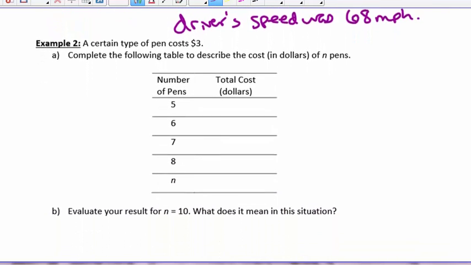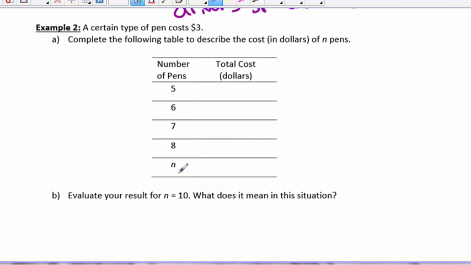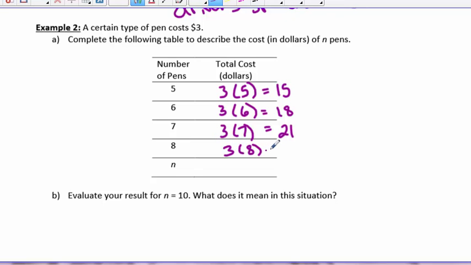Example 2. A certain type of pen costs $3. Complete the table to describe the cost in dollars of n pens. Alright, so it's $3 for one pen. So if you want 5 pens, you're going to take 3 times 5, or $15. So you're buying 6 pens, 3 times 6, a total of $18 for the 6 pens. 3 times 7 will give you $21 for 7 pens, and 3 times 8 would give you $24 for 8 pens.